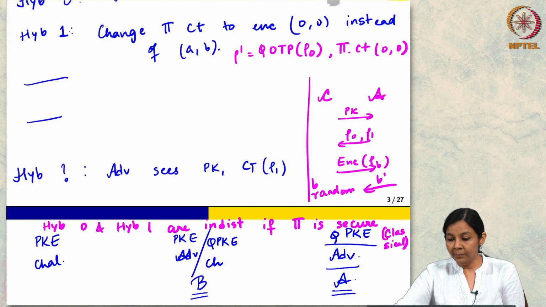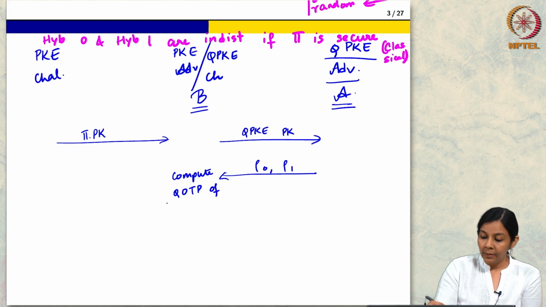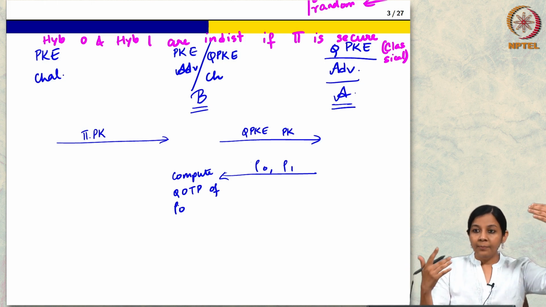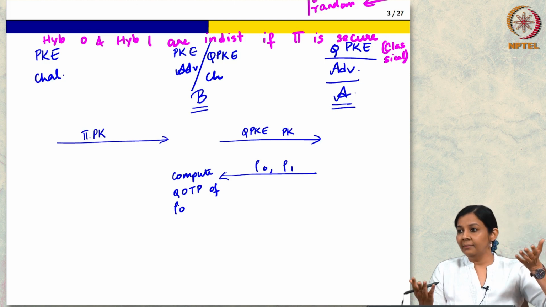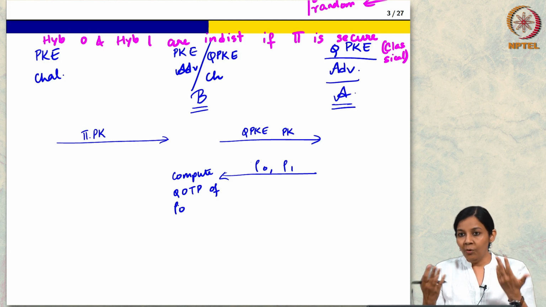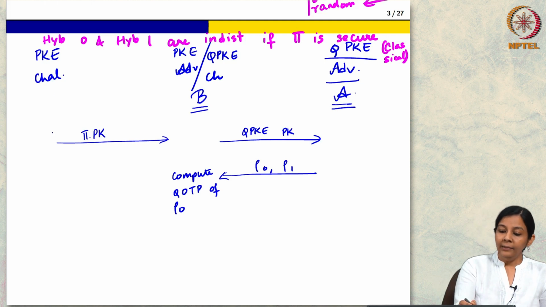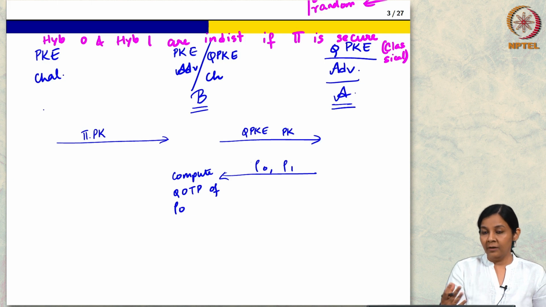Now go back to my reduction. Tell me what am I computing a QOTP of? Rho 0, yes. Because I am distinguishing between hybrid 0 and hybrid 1, and in both of them the OTP part is actually the same, is it not? So, the OTP will be of rho 0. But now I need to play with my PKE challenger. I need to play the security game with the classical PKE challenger.